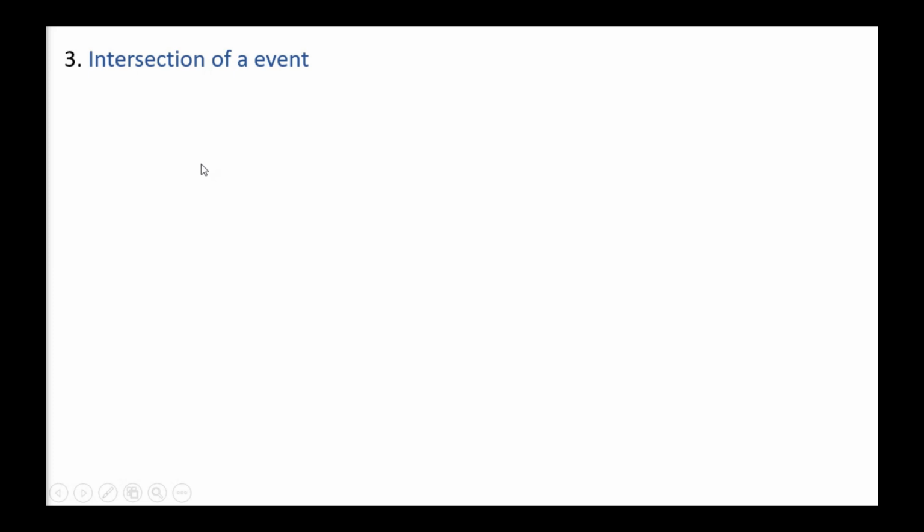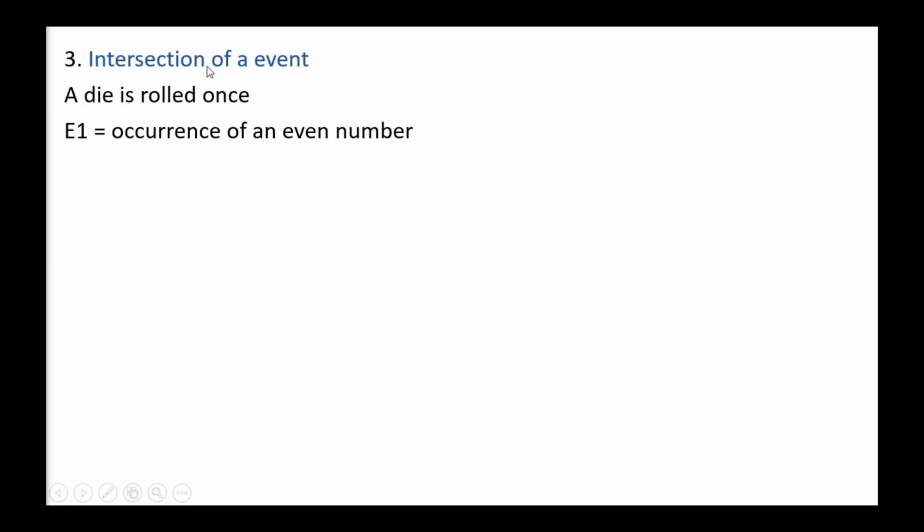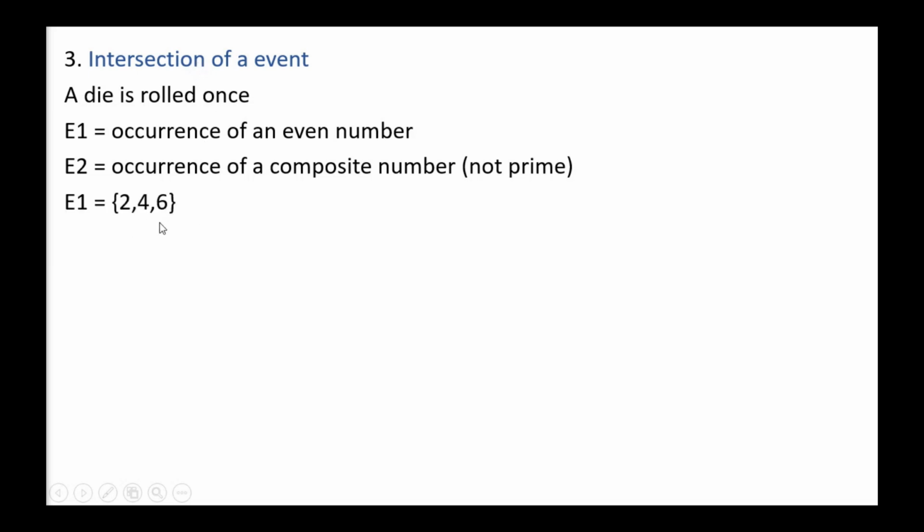So let's now move on to the intersection of events. Again we give an example of a die. Let's say for E1 we want the occurrence of an even number, and for another event, E2, we want the occurrence of a composite number, which is not prime, numbers other than prime. So E1 will be 2, 4, 6, and E2 is 4 and 6. The rest of the numbers are prime, not composite.